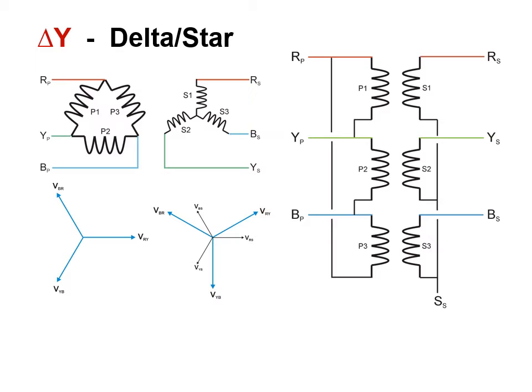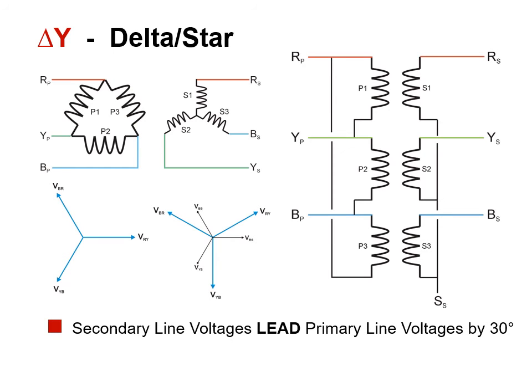By delta star we mean that the primary is connected in a delta configuration. So we get this phasor diagram, and the secondary is connected in a star configuration. What we find then is the secondary line voltage will lead the primary line voltage by 30 degrees. This is the line voltage for the red-yellow line, and that leads the primary voltage red-yellow by 30 degrees. This angle here is 30 degrees.